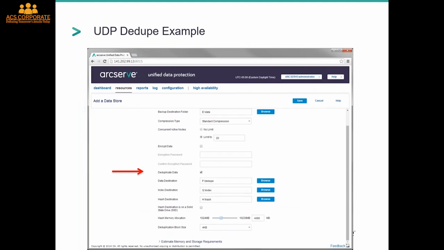Now, in terms of setting up the dedupe, this is the process of setting up a dedupe data store. You can see it's quite straightforward. When you build a data store, which is a storage pool in UDP, you just tick the option that you want to use data deduplication to deduplicate the data, and then there's a number of directory structures that we create to hold the data indexes, and the hash database. The hash destination is key.